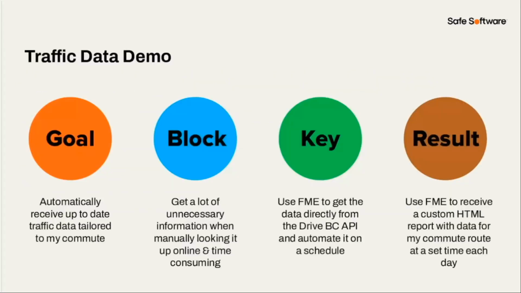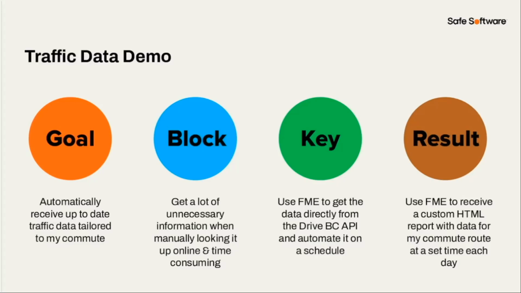Okay, so I'm going to start off with a traffic data demo where my goal is to automatically receive up-to-date traffic data tailored to my commute home from the office. But this is usually blocked by a lot of unnecessary information that I get from looking up the traffic data online. And it's time consuming to sort through all of that and determine what is only relevant to my commute. So the key here is I'm going to use FME to get the data directly from the DriveBC API, and then I'm going to automate it on a schedule to then send myself a custom HTML report with the data for my commute home at a set time each day.